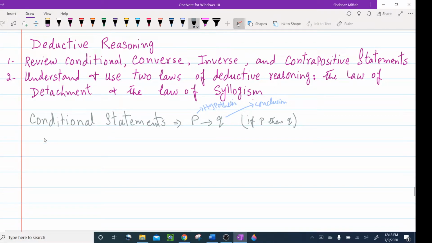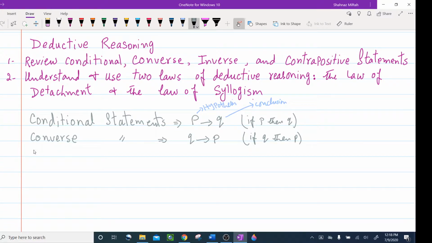Let's do the converse. Converse statements. These two dashes mean statements, the same word. So if Q, in this case, we switch their places. If Q, then P. That's converse. Converse, we switch the P and Q from the conditional statement.